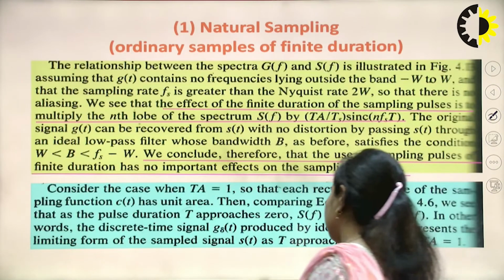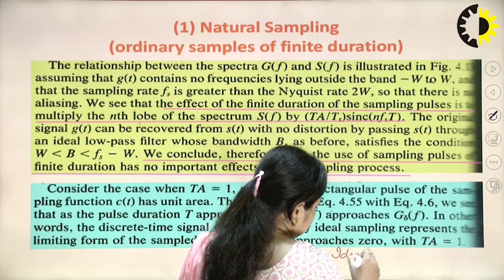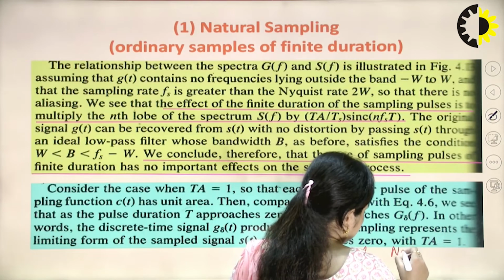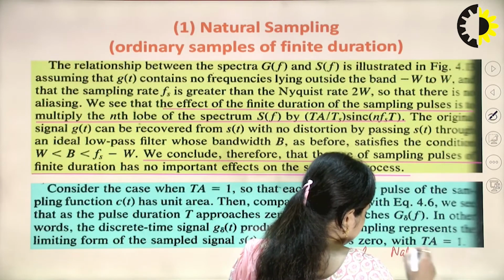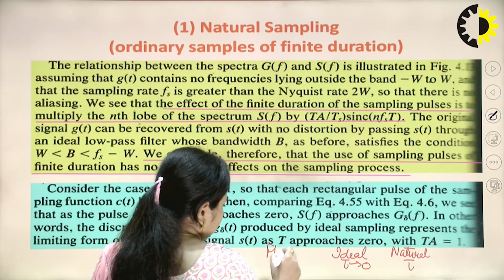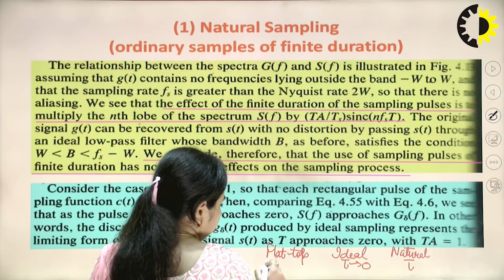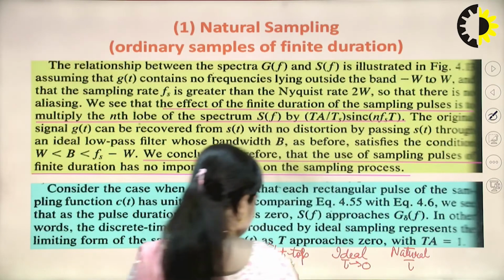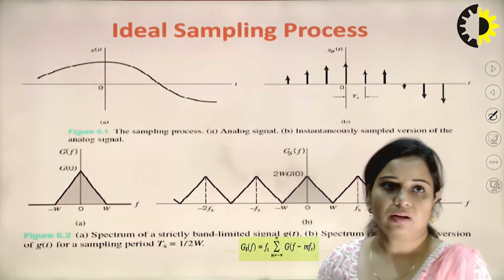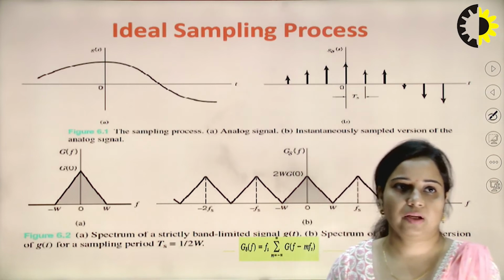So there are three different types of sampling. In the case of ideal sampling, this tau tends to 0. Next is natural sampling, when the pulse has width tau, and the third is flat top sampling, where the top of each sampled pulse will be flat, and again its width will be tau, with whatever signal we are multiplying. So this is the case of ideal sampling.